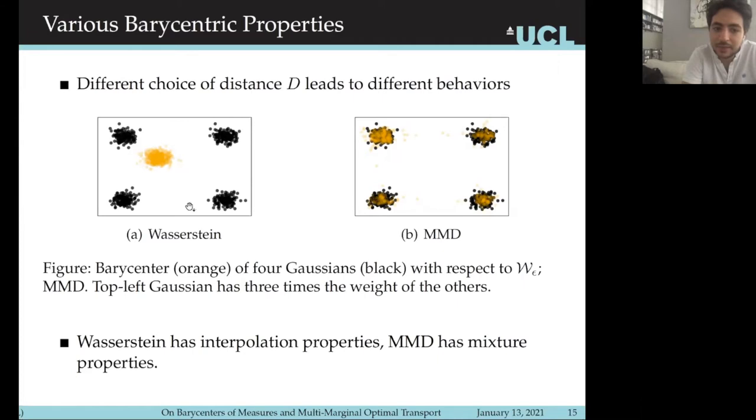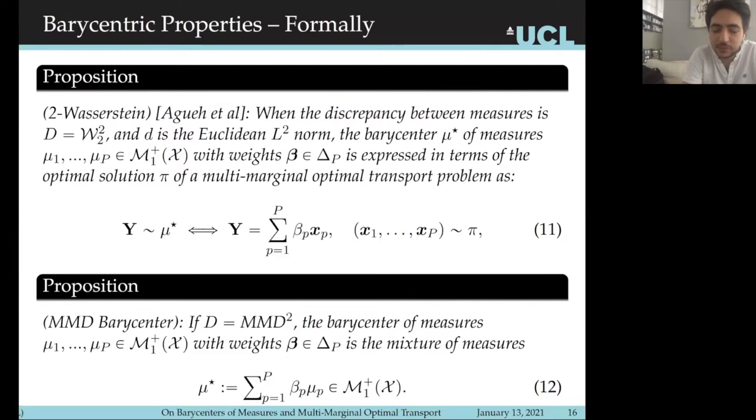So yeah, that's the formal statement, but that's not really useful. It's basically just saying that the Wasserstein has interpolation properties, whilst the MMD has mixture properties. So the MMD barycenter is exactly the mixture of all the measures, under assumptions on the kernel.